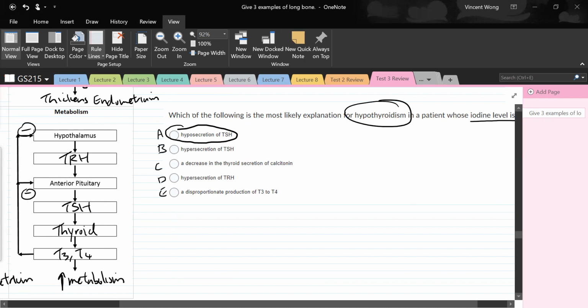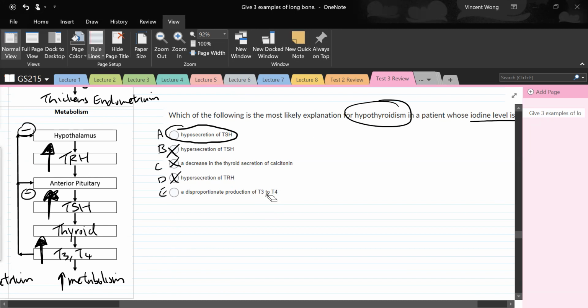Let's see why some of the other ones are gonna be wrong. Hypersecretion of TSH. If you have high TSH, you're gonna have high T3, T4, right? Then that wouldn't be hypothyroidism, it would have been hyper. In fact, if this is true, this one cannot be true. A decrease in thyroid secretion of calcitonin. Calcitonin has nothing to do with metabolism, so I'm glad nobody chose that. Hypersecretion of TRH. If you have high TRH, the next thing that's going to happen is high TSH, which means the next thing is high T3, T4. But we have hypothyroidism, so that's not going to be the problem.